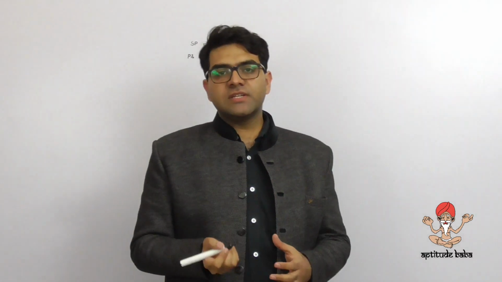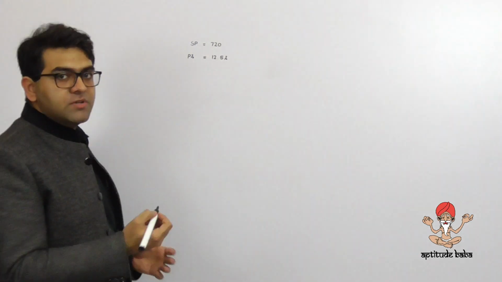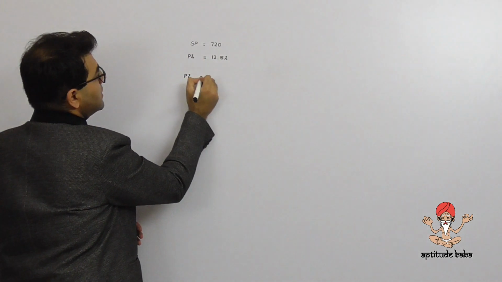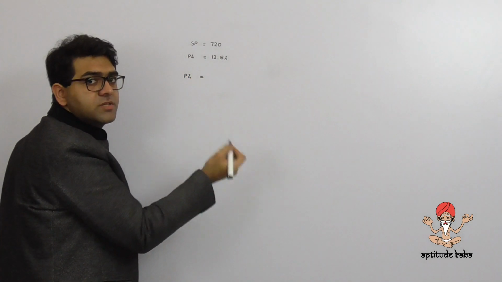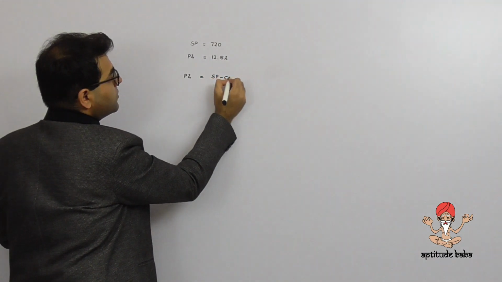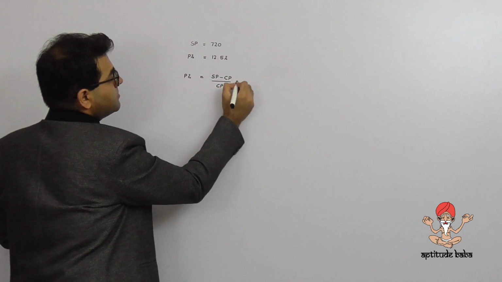However, the most basic way of solving the question is to use the formula. In the previous discussion, we had developed the formula of profit percentage as profit upon cost price into 100. Profit is defined as selling price minus cost price. So profit percentage is nothing but SP और CP का difference divided by CP into 100.